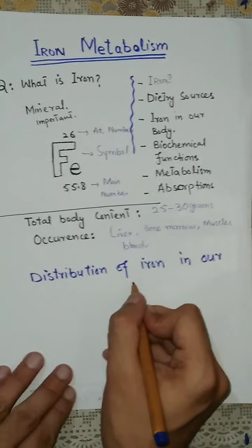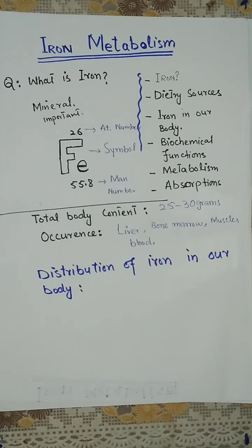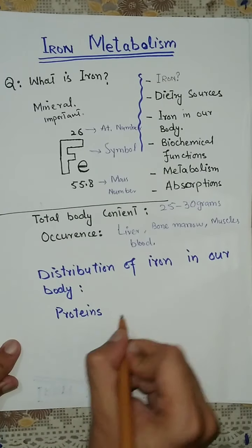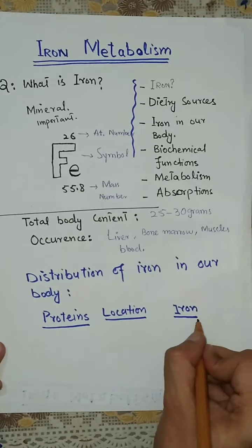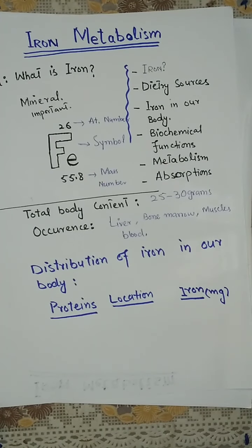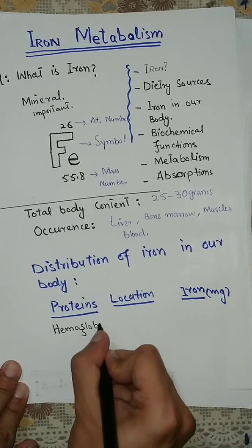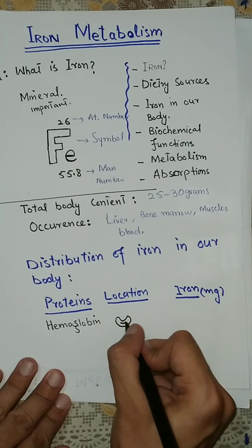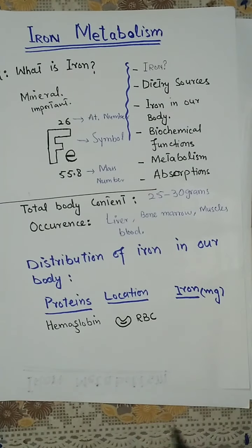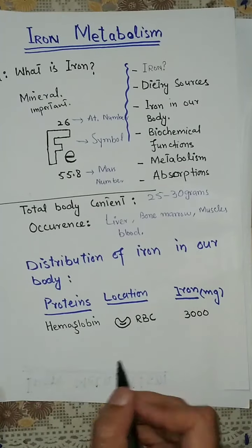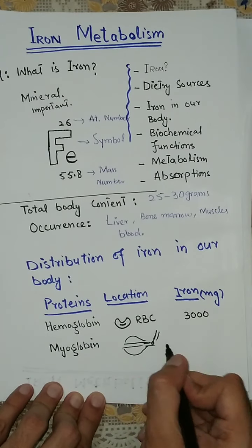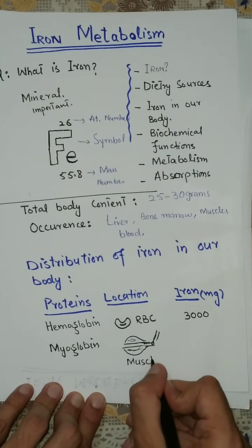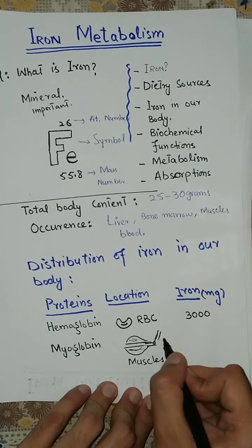Now, the distribution of iron in our body: how much iron is present in different parts of the body. Proteins, location, and iron in milligrams. Hemoglobin: the highest amount of iron in our body is in hemoglobin, which is present in RBC, and its value is 3000 milligrams.